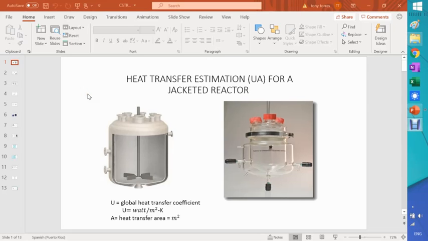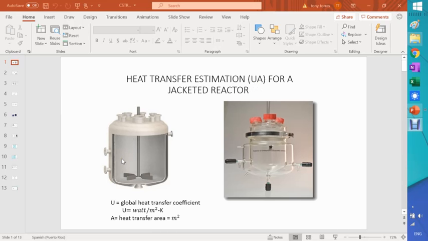Good afternoon, folks. Today we're going to be talking about how to do a quick estimate of the heat transfer coefficient for the jacketed reactor. Like, what is the UA value, based perhaps on the volume of the reactor?